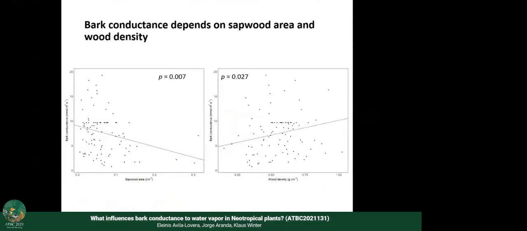So we found that bark conductance depends on some morphometric traits, mainly sapwood area and wood density. Here on the left panel, we can see that individuals with greater sapwood area and potentially thicker stems have lower bark conductance. And we also see on the right that species with low wood density have low conductances. So how well built the wood is and how big the sapwood is are influencing how much water can be lost through the bark.